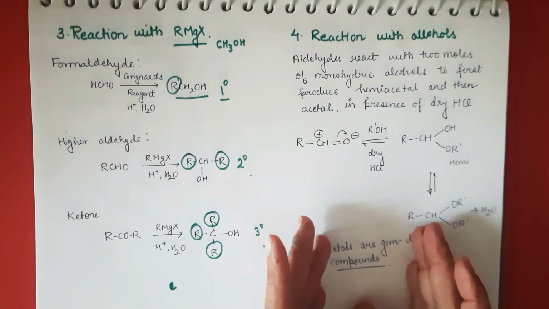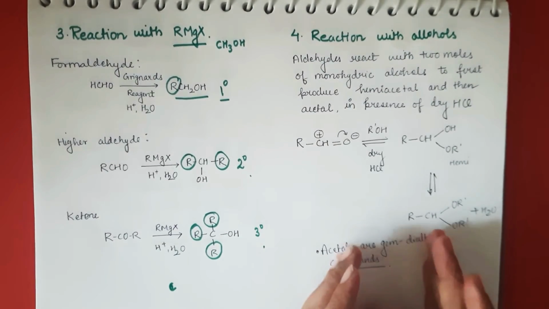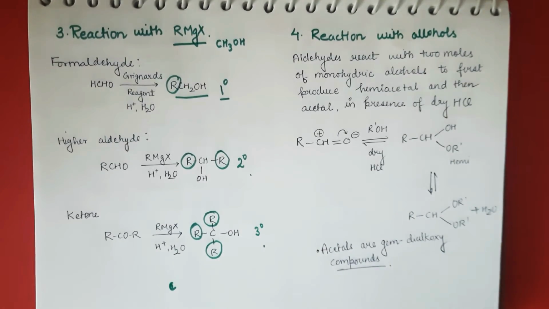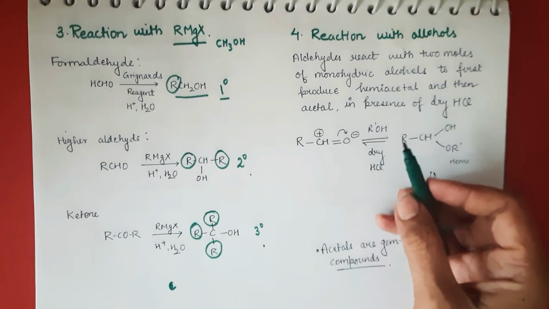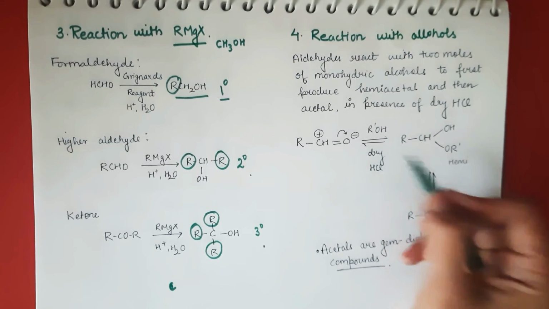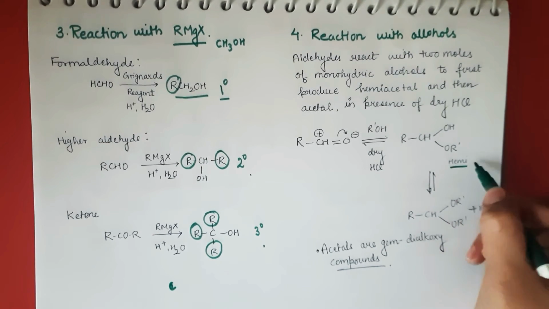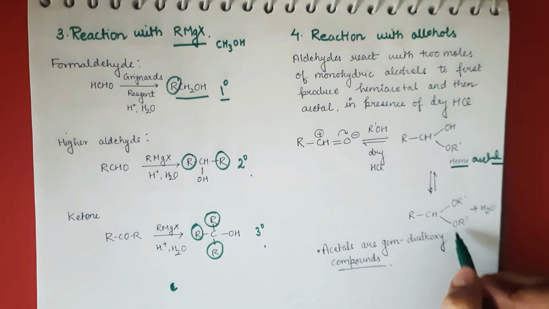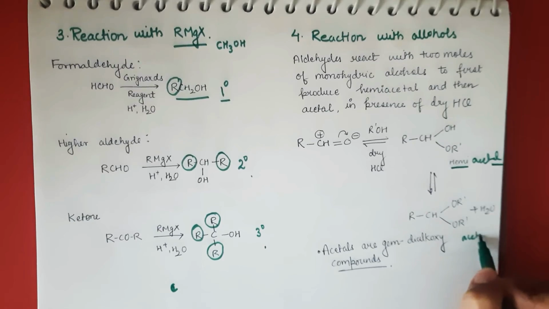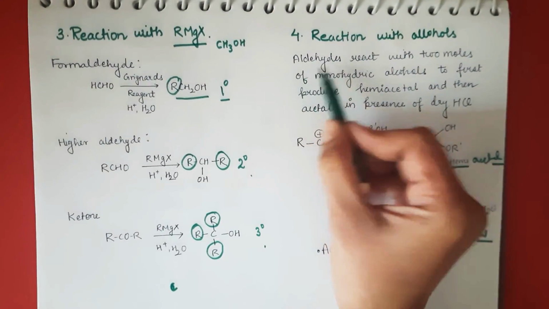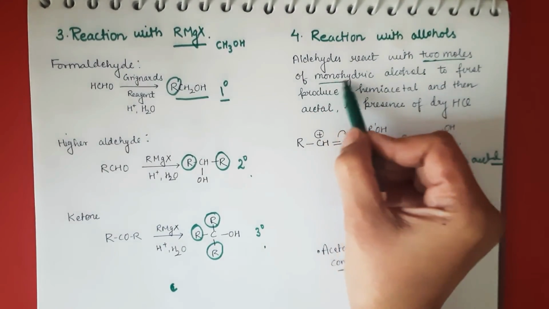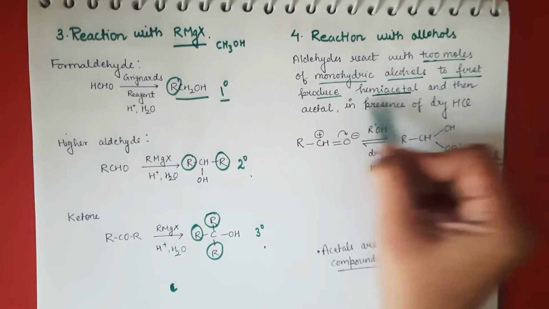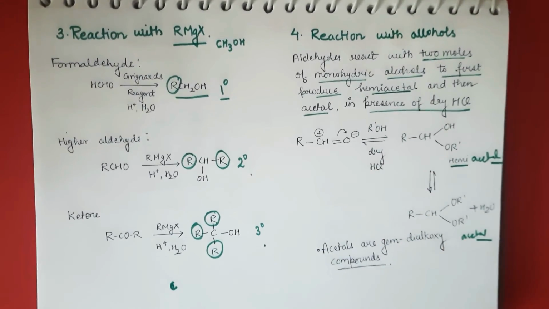The last reaction under nucleophilic addition reaction is the reaction with alcohols. So the aldehydic or the ketonic carbonyl carbon reacts with alcohol to form what? Hemiacetal and then acetal. What does this mean? Aldehyde reacts with 2 moles of monohydric alcohol to first produce hemiacetal and then acetal in the presence of dry HCl.